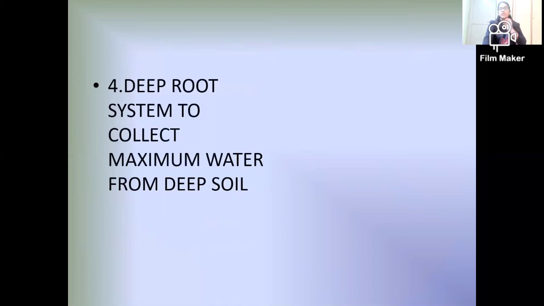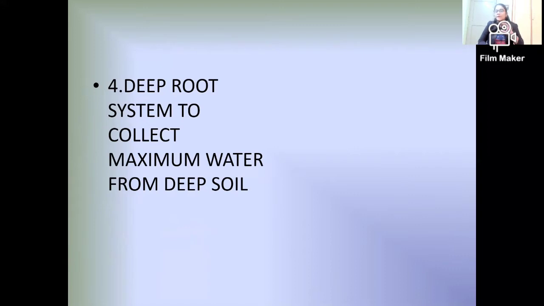Now, let's go with the fourth one. The fourth is a deep root system to collect maximum water from deep soil. This is because, as you know, rain is like a miracle in the desert. It doesn't happen very frequently. That's why water loss is high here, because the sun is up most of the time. Even though it is cool at night, you still cannot get water. You have an oasis, but plants can't go to the oasis and do something.